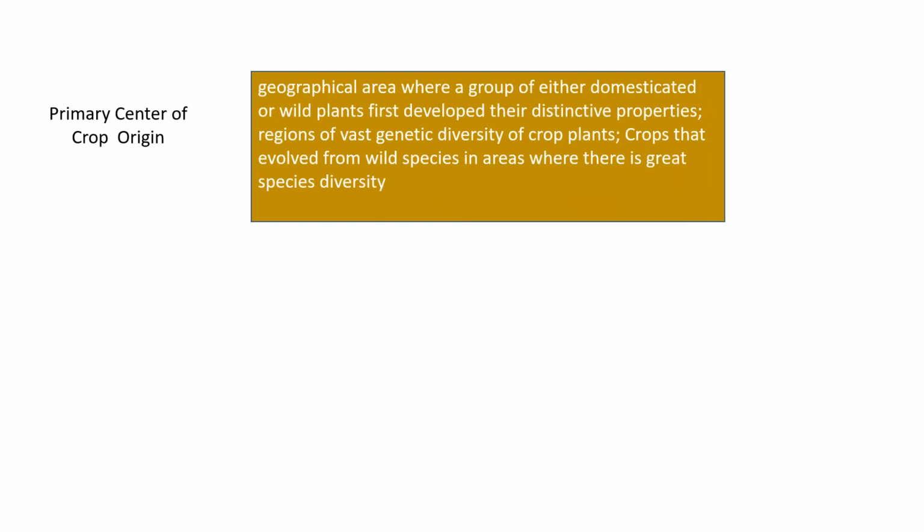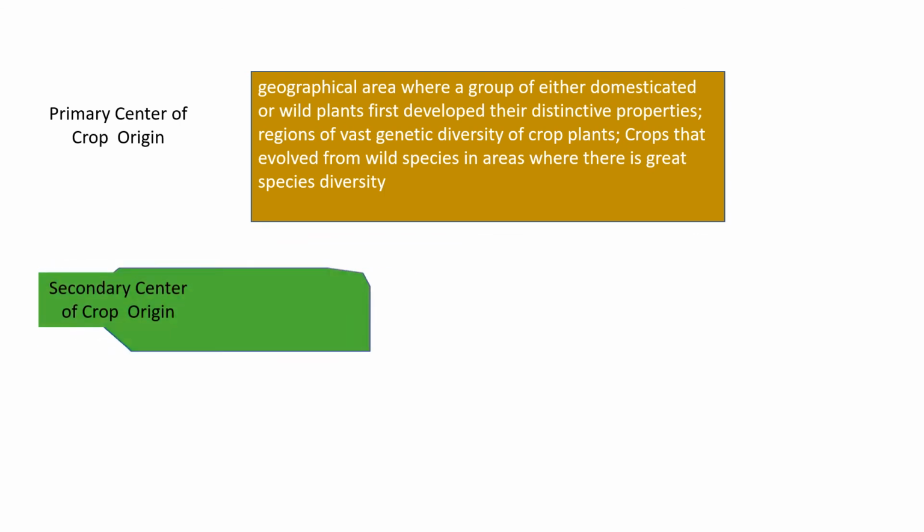Then, primary center of crop origin. It's a geographical area where a group of either domesticated or wild plants first develop their distinctive properties. So regions of vast genetic diversity of crop plants and crops that evolve from wild species in areas where there is great species diversity. So primary center of origin, doon talaga siya na-develop. Yung mga distinctive properties niya o characteristics niya, doon sa particular area na yun na-develop as opposed dito naman sa secondary center.